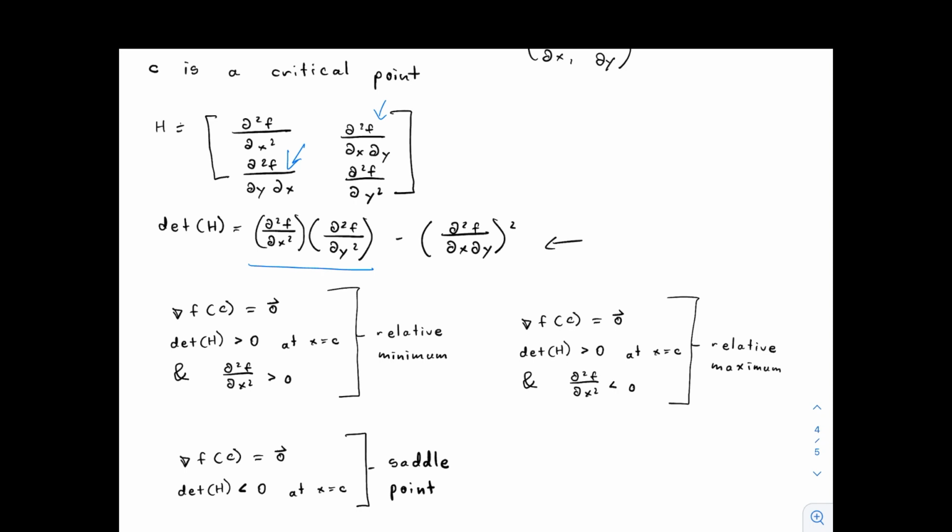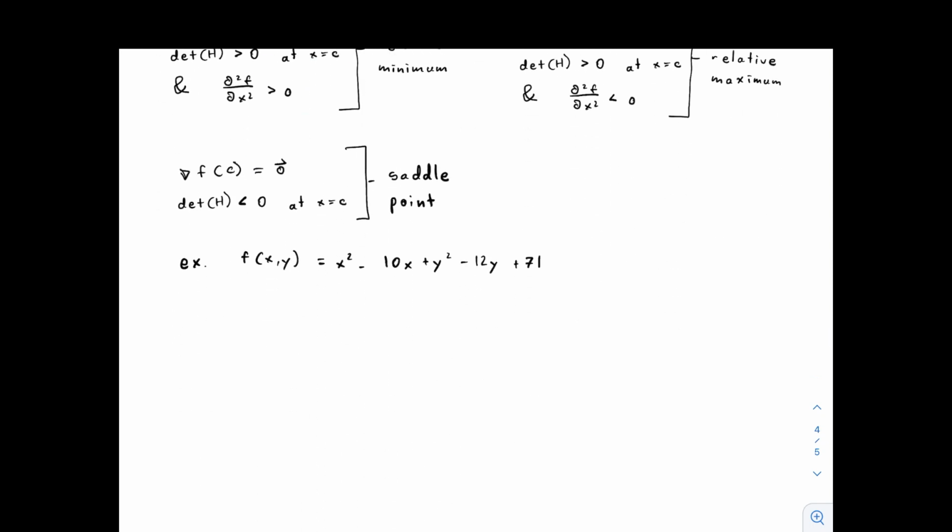As for the saddle point, a saddle point occurs where pretty much along one axis, you have a point that appears to be a relative maximum, and along a different axis, your point appears to be a relative minimum. So let's discuss an example.